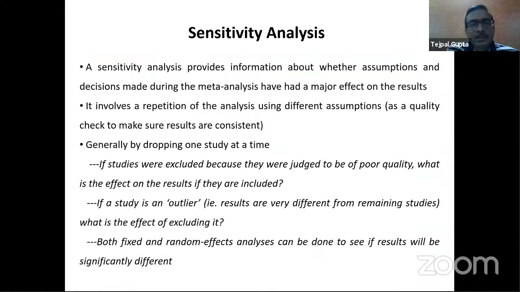Now, what is a sensitivity analysis? It's an analysis that provides information about whether assumptions and decisions made during the meta-analysis have a major effect on the results. It's the repetition of the analysis using different assumptions, generally done by dropping one study at a time. So if studies were excluded because they were judged to be of poor quality, what is the effect on the results if they are included? If one study is an outlier, what is the effect of excluding it? And both fixed and random effects analysis can be done to see if results are significantly different.